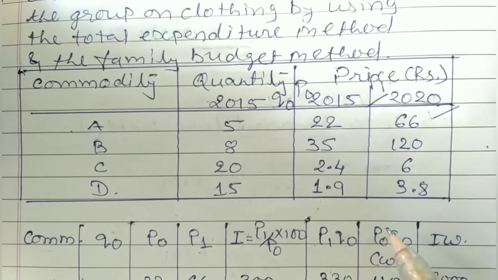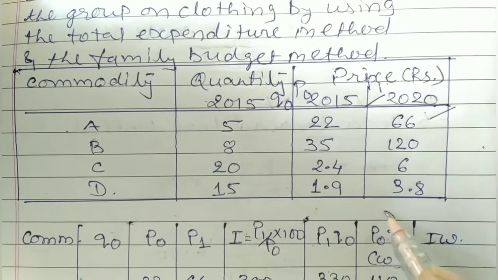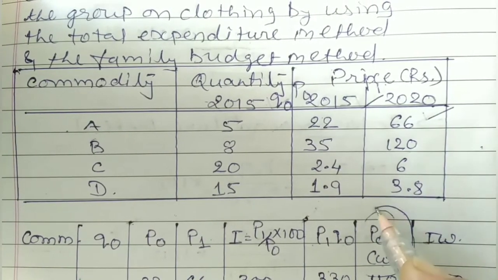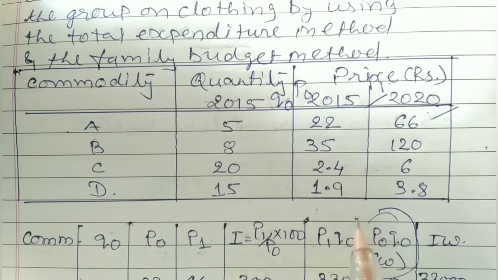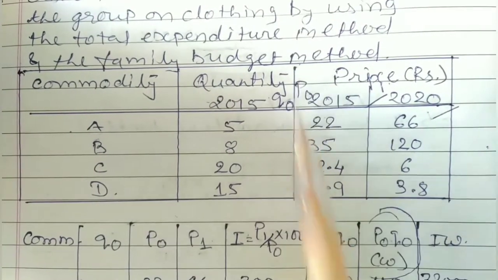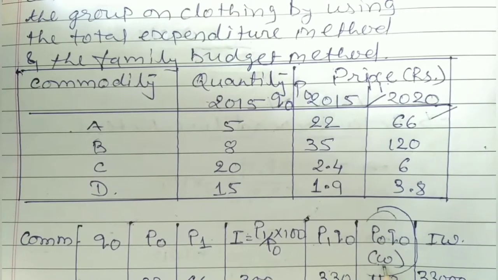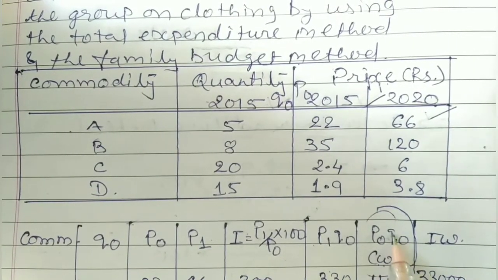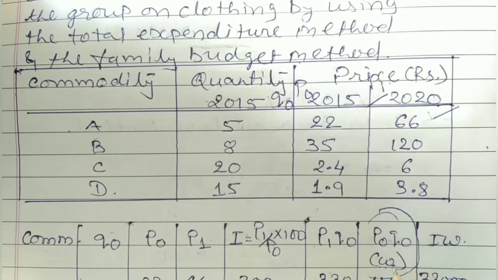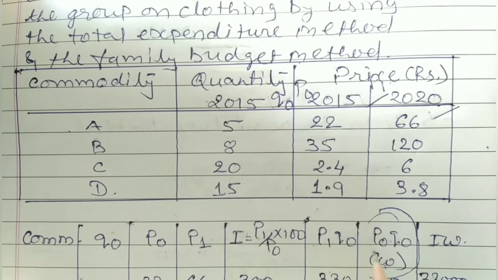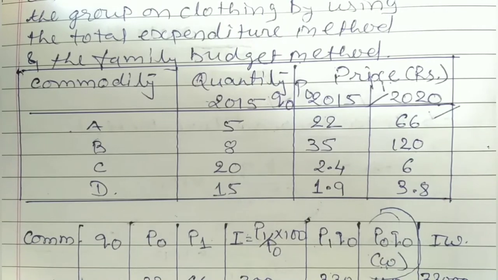Children, we have already seen earlier that P0 Q0 itself is also called W. That's why, for the requirement of the family budget method, we need to calculate W, and W is equal to P0 Q0. So you do not need to prepare a separate column for W. And the last column is IW, that is I into W. Now let us see the calculation.